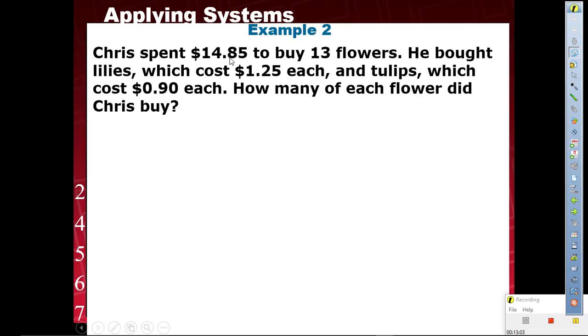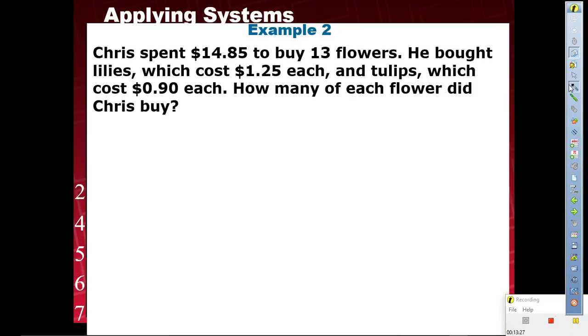Chris spent $14.85 to buy 13 flowers. He bought lilies, which cost $1.25 each, and tulips, which cost $0.90 each. How many of each flower did Chris buy? Got 40 seconds, copy that, go.